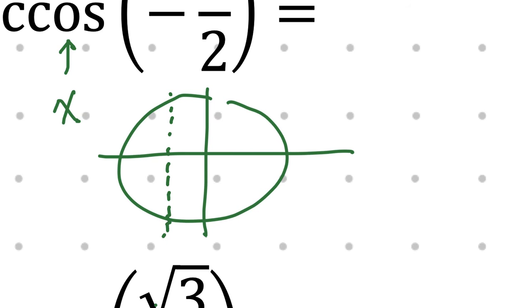That's the x coordinate, negative 1/2. Oh, there's actually two answers. Check it out. There's an answer right there, and there's an answer right there. And you can go ahead and make that line. So that line looks like that, and it looks like that.